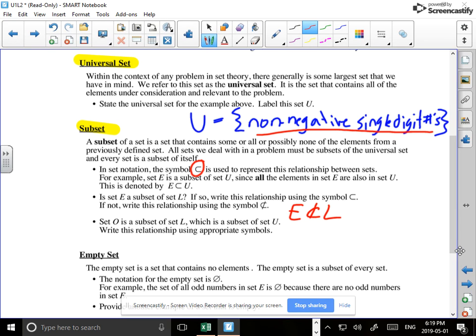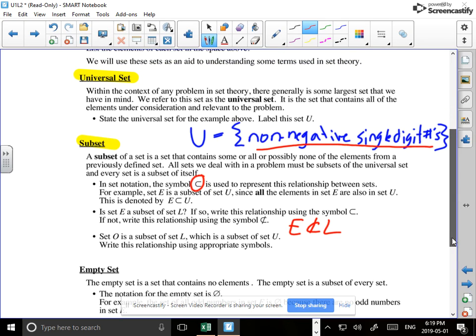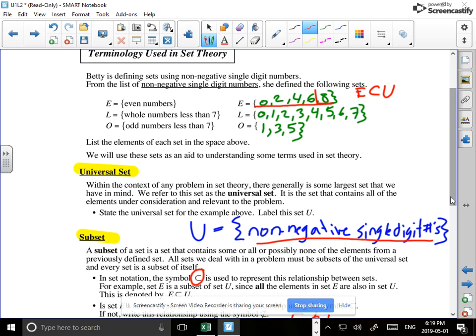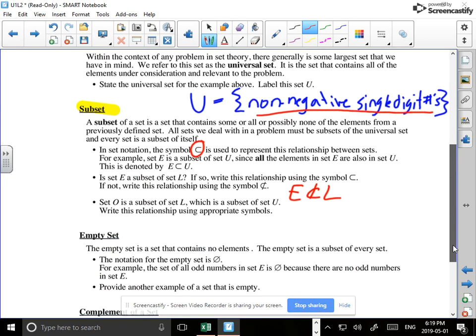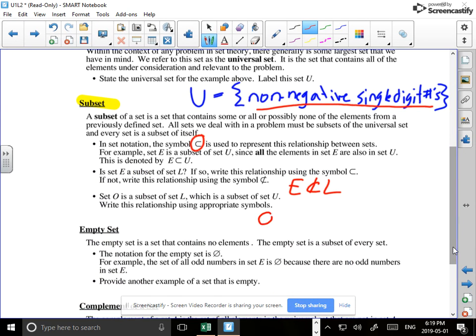Next it asks, is O a subset of L? So I'm looking at the numbers in O. O has 1, O has 3, O has 5. That means that O is a subset of L, and that's the subset symbol. And it's also a subset of U, which is the universal set.